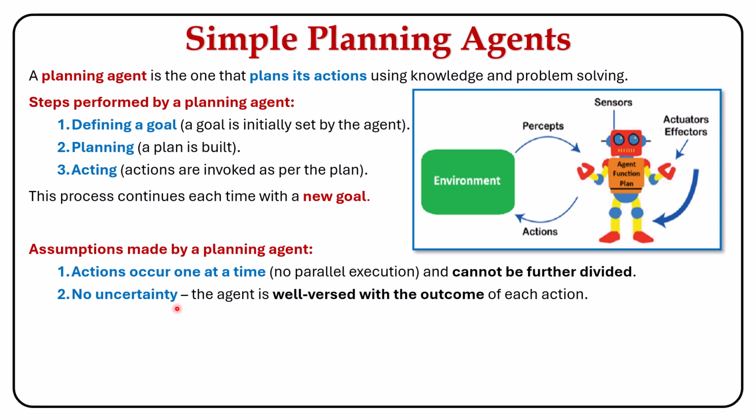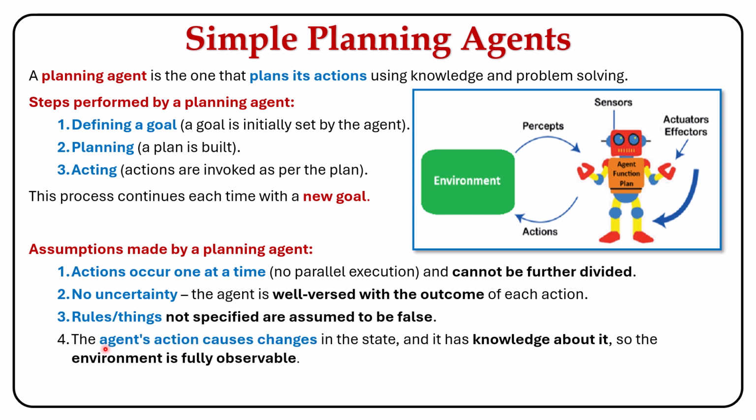Next, no uncertainty. That is, the agent is well versed with the outcome of each action. If this agent is performing an action in this environment, it should know what outcome will be there in this environment. Next, rules or things not specified are assumed to be false. If any rule is not specified, then it is assumed to be false. If any rule is being given, then it is assumed as true by the agent. Finally, the agent action causes the changes in the state and it has knowledge about it. If so, the environment is fully observable.